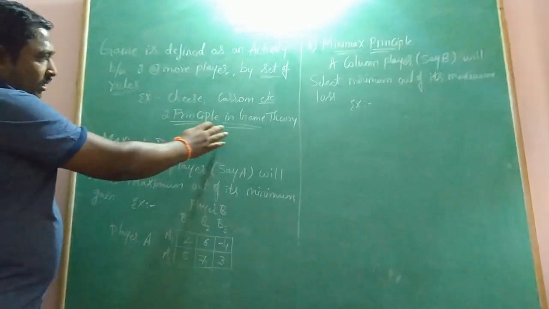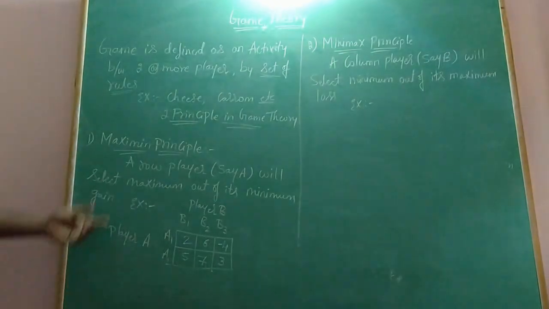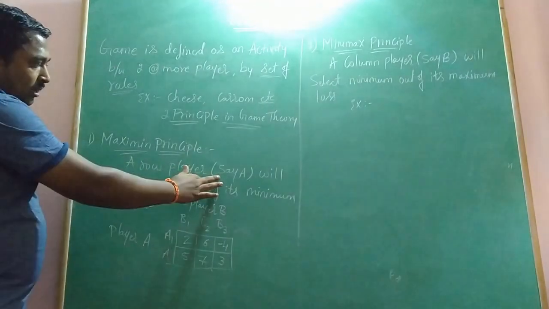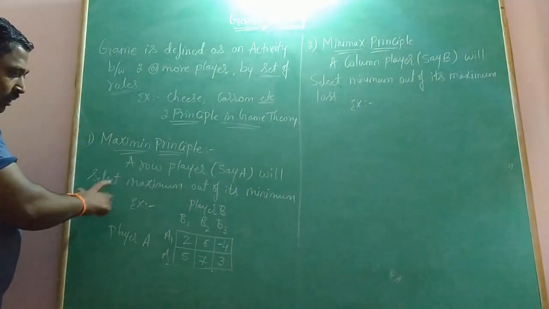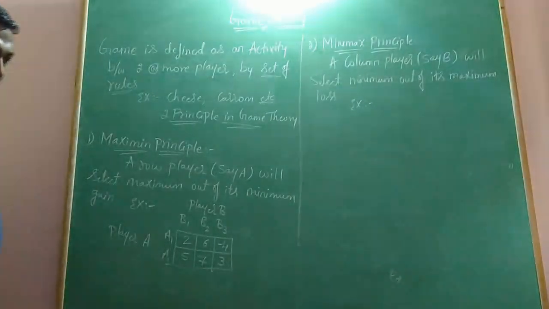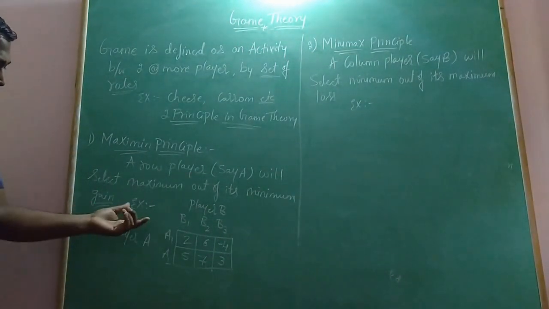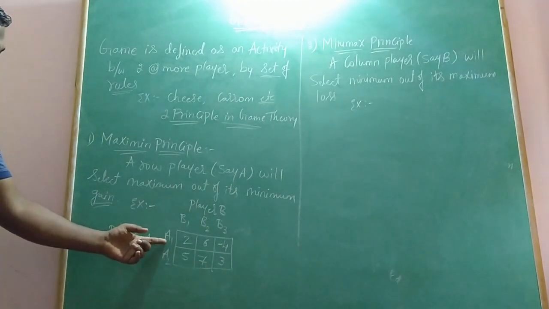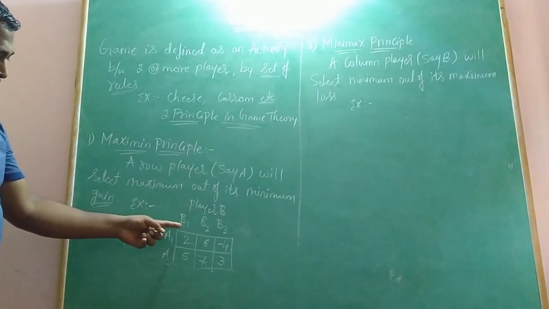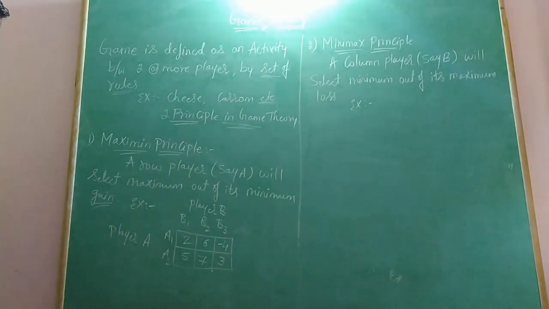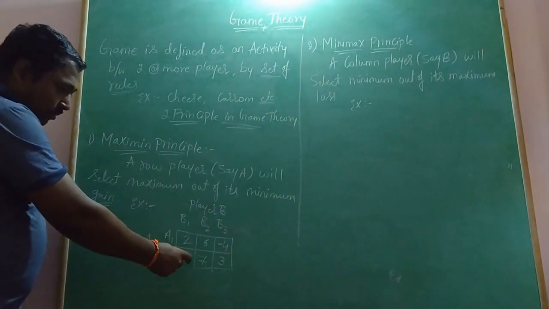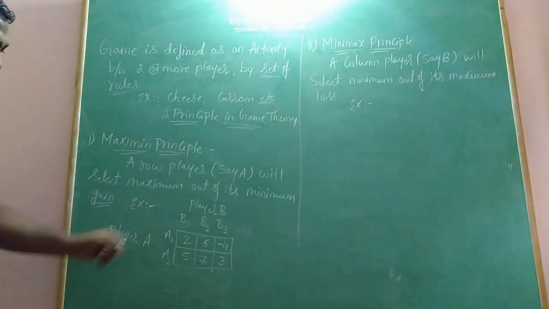There are two principles involved in game theory. This one is the maximin principle. It states that a row player, say A, will select the maximum out of its minimum gain. For example, consider a player A having strategies A1, A2, and player B having B1, B2, B3 strategies. The elements inside this matrix, this table, we call a payoff matrix, which represents gain or loss with respect to each player.